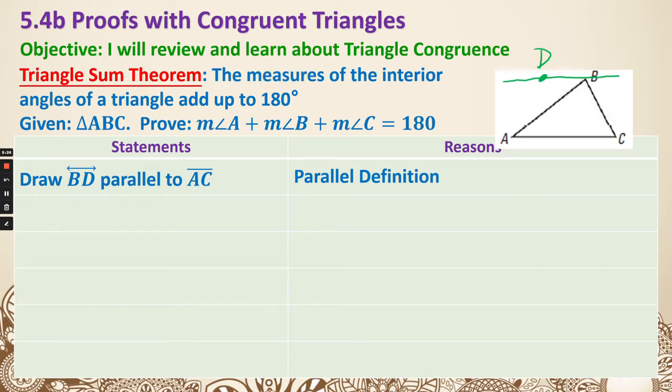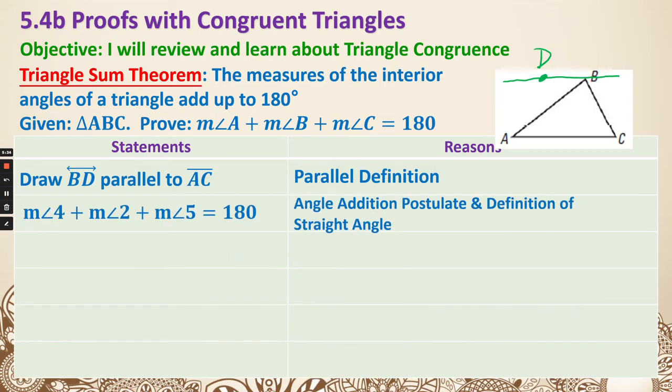And didn't say we need to label this point D, but it's just a point on the line we're going to draw. BD is parallel with AC, so we just draw that line. And that is by parallel definition. Next, let's label some angles. I'm going to call this angle 1, that's 2, that's 3, that's 4, and that's 5. So that's easier to actually name.